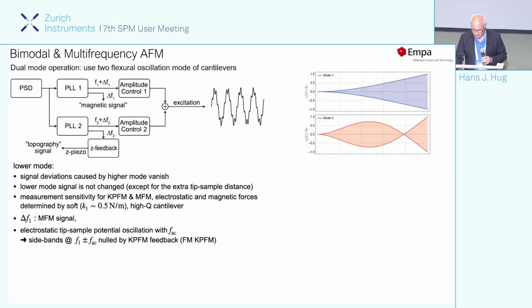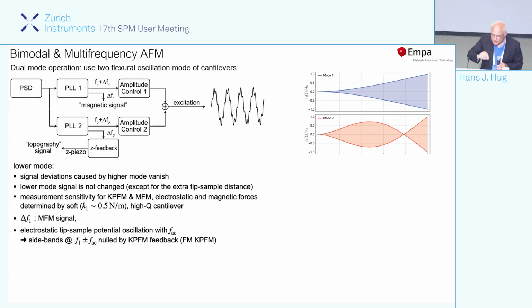That is what is done here with bimodal and multi-frequency AFM. Now, this has already been introduced. It's trivial to use two PLLs to lock on the first and on the second mode of the cantilever. Here, we use a very soft cantilever, 0.5 newtons per meter. Why? You learned that in the first part of my talk, right? We use these super soft cantilevers because they provide excellent sensitivity. After all, we want to measure the magnetism of a single monolayer. And also we want to have a decent bandwidth for the Kelvin signal.